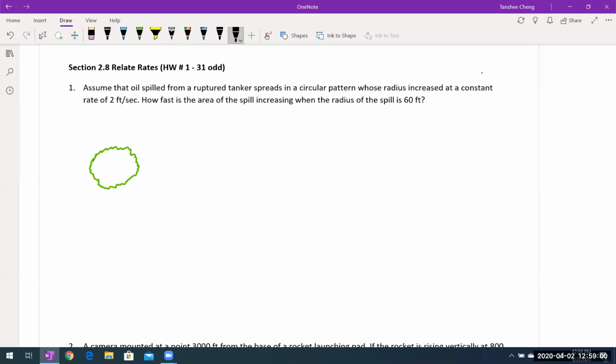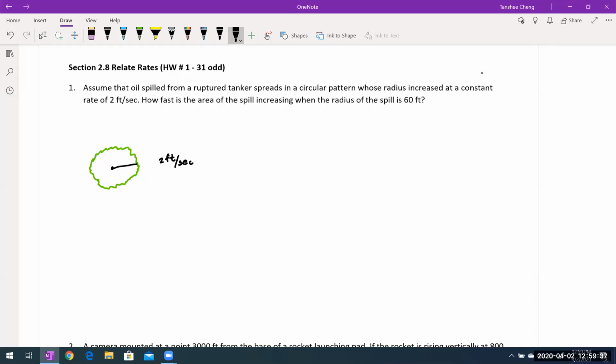And what happened is, the given part is right here. The radius is increasing at the rate of 2 feet per second. And what they want is to know how fast this green circular pattern is increasing, at what rate, meaning how fast the area is expanding outward. So try to find this type of rate of change on the area by itself.